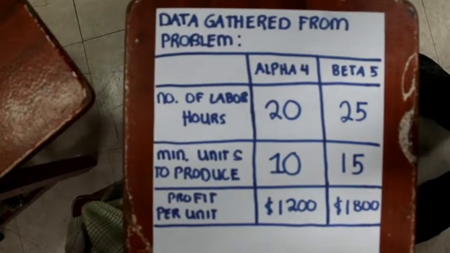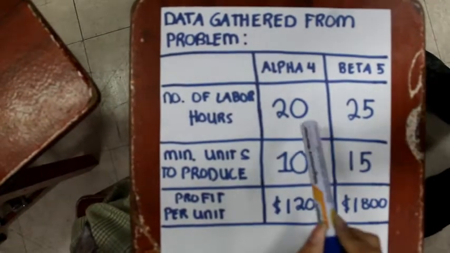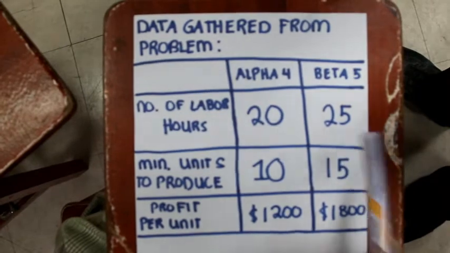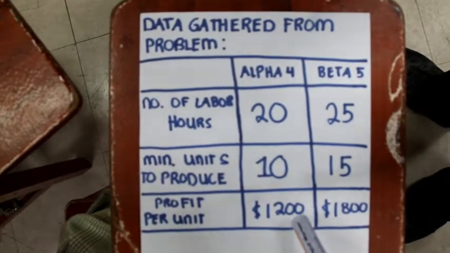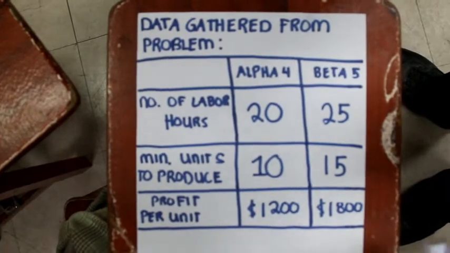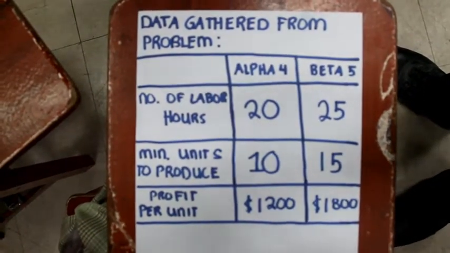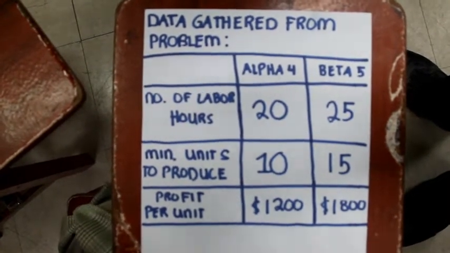So from the problem, we gathered the following data. For Alpha 4, the number of labor hours is 20, and for Beta 5, the number of labor hours is 25. For Alpha 4, the minimum units to produce is 10, and for Beta 5, it is 15. The profit per unit for Alpha 4 is $1,200, and for Beta 5, it is $1,800.